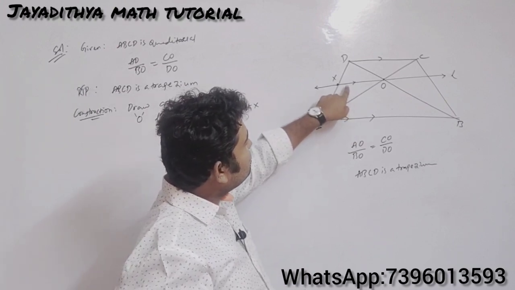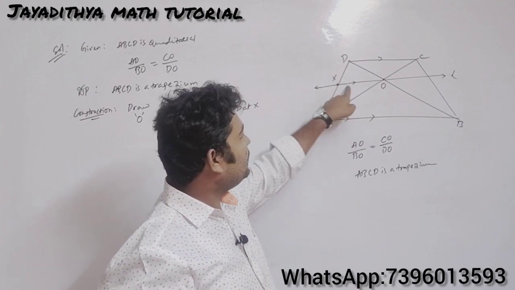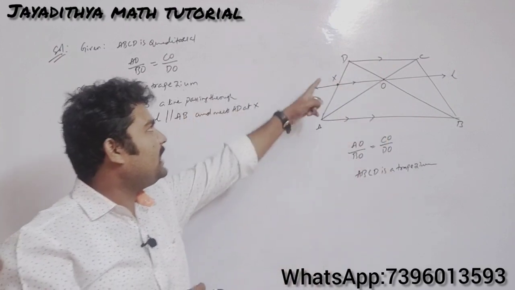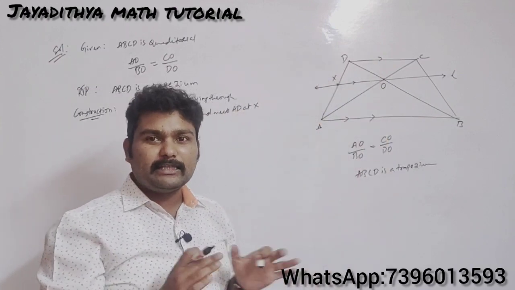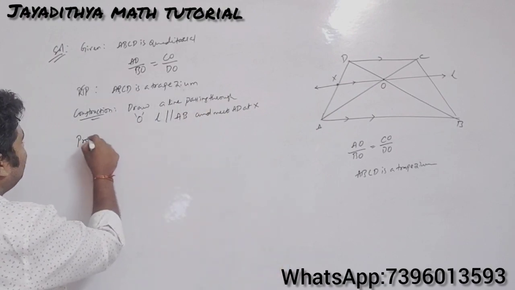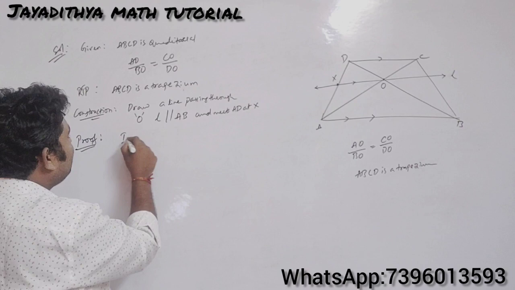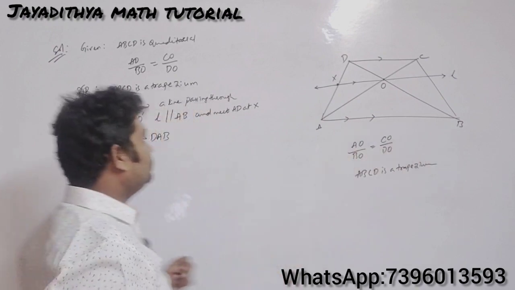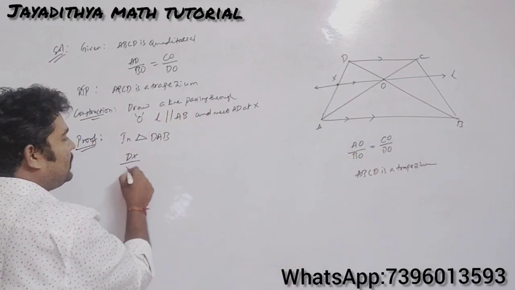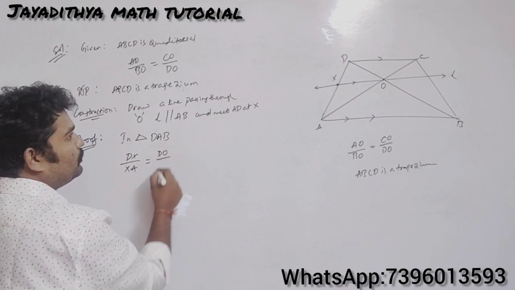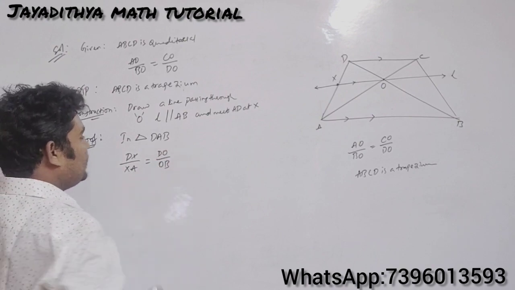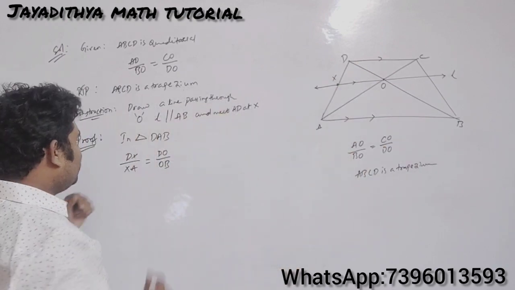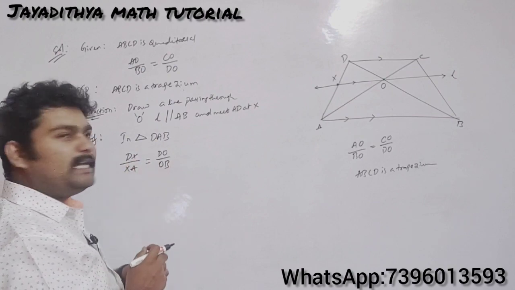So here what can you observe? See here, I have taken the line L parallel to AB here. So in this triangle I can apply the basic proportionality theorem. In triangle DAB, can I apply the basic proportionality theorem or not? Yes. So let us go for the proof here. In the proof, in triangle DAB, I can write here DX by XA is equal to DO by OB. By the basic proportionality theorem, the ratios of the sides must be equal. So for that reason I have taken like this. So this is DX by XA is equal to DO by OB here.